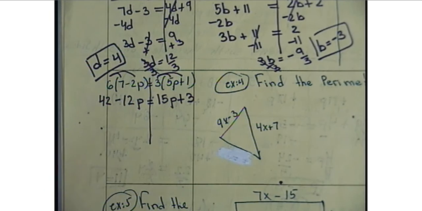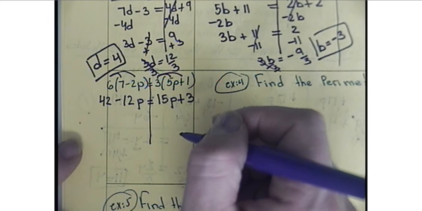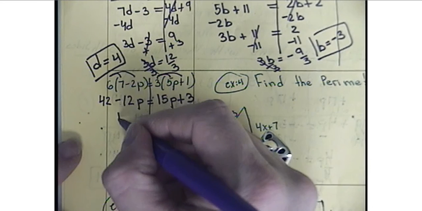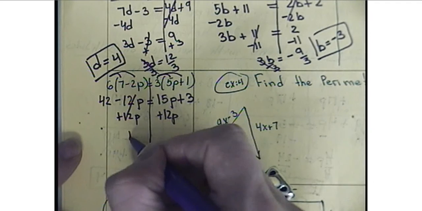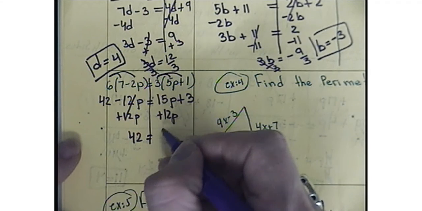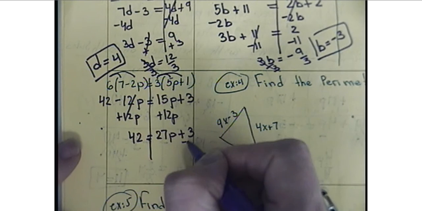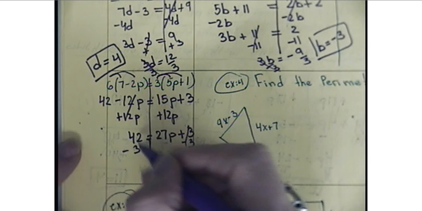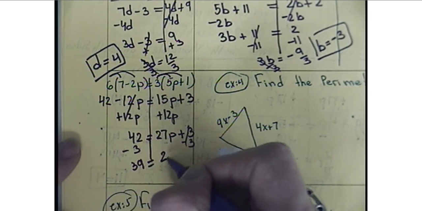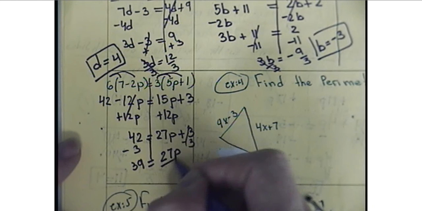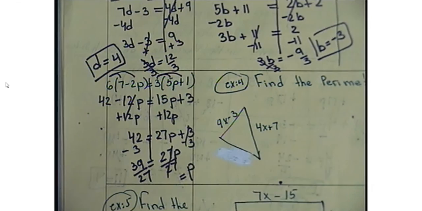Once we are done with the distributive property, we can start combining those like terms. So I would say plus 12p plus 12p over here, those two cancel. 42 is equal to 27p plus 3. Then I'm gonna subtract 3 from both sides, and we will get 39 is equal to 27p. Final step, we'll divide by 27, and you can definitely simplify that on the calculator.